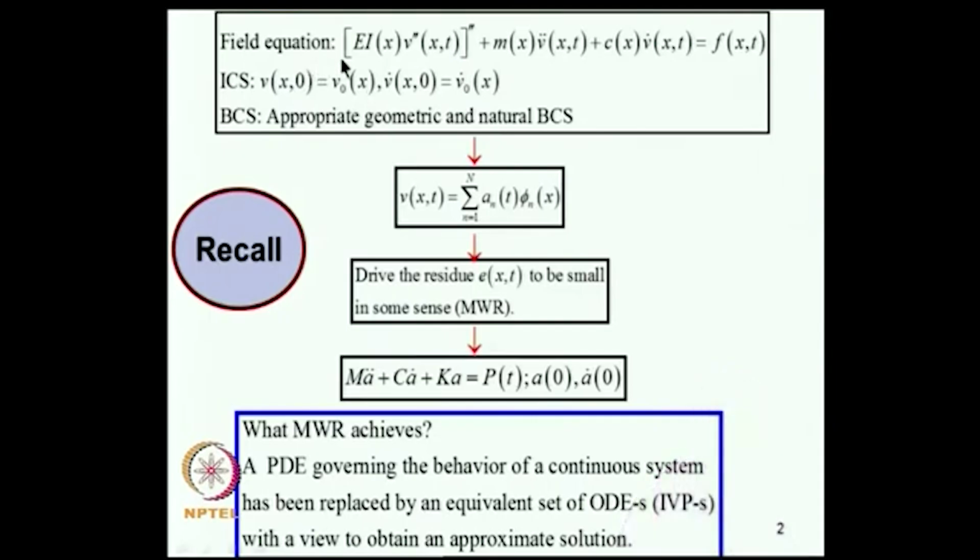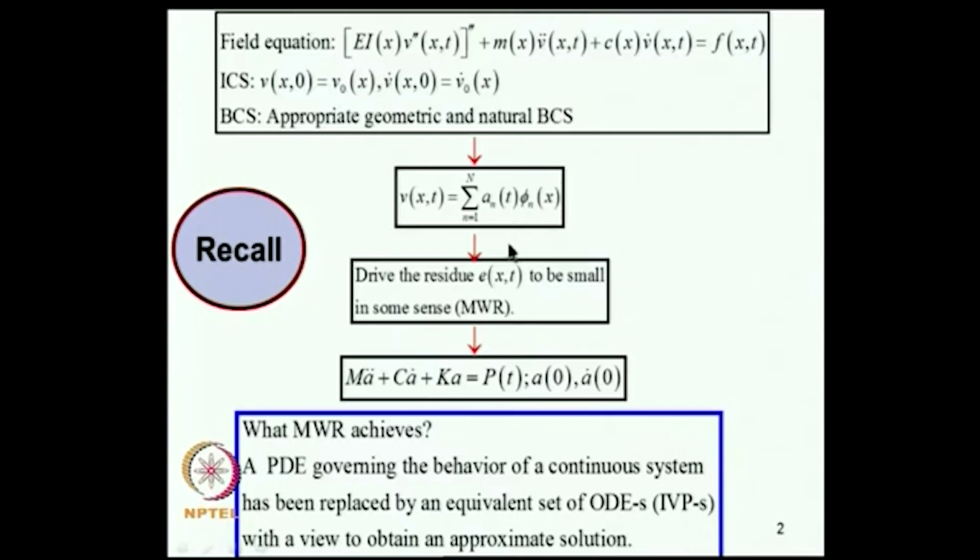So, let us first quickly recall what we have been doing. With reference to a problem of beam vibration, this is the governing equation for a Euler-Bernoulli beam with specified initial conditions and appropriate geometric and natural boundary conditions. The general format of finding approximate solutions is to seek the unknown dependent variable in terms of a series like this, where phi n of x are known as trial functions, which are to be chosen by the analyst, and a n of t are the unknown generalized coordinates to be determined through an analysis.